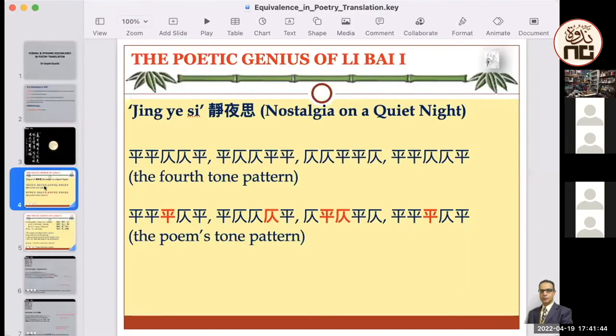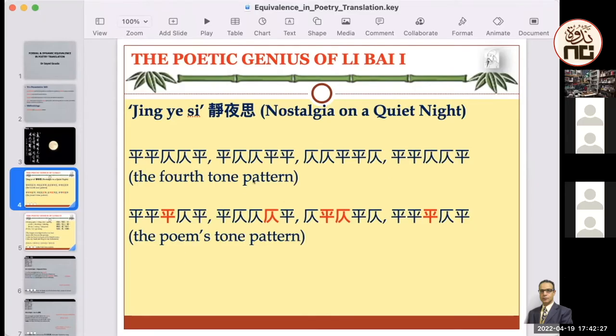All right, this is the poem, and if we analyze it according to the 4 patterns I just introduced earlier, we find that it belongs to the fourth tone pattern. If I ask you whether this poem is ping rhyme or zi rhyme, you have to look at the second and the fourth lines. So this is the ping rhyme pattern.